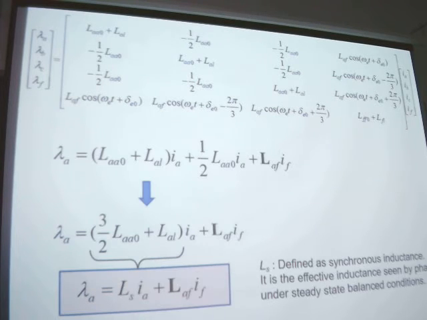Let's see. The final equation is this one. We can simplify it. There's L0 here and also L0 here. So these two items can be replaced by 3 over 2 L0, and this one L here. And plus this item.